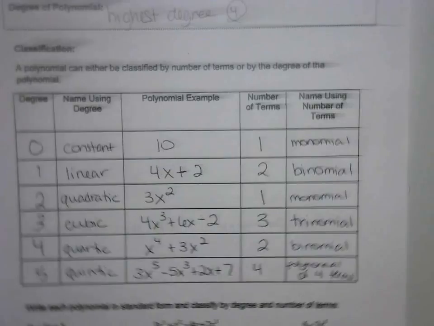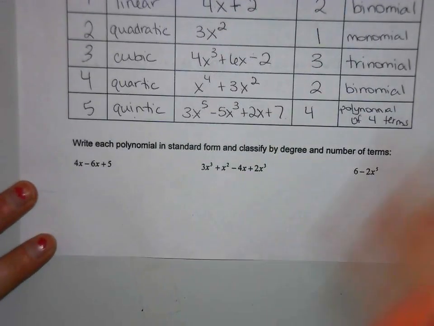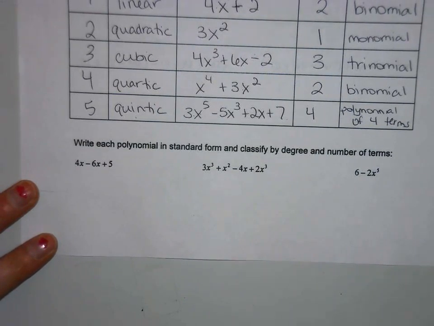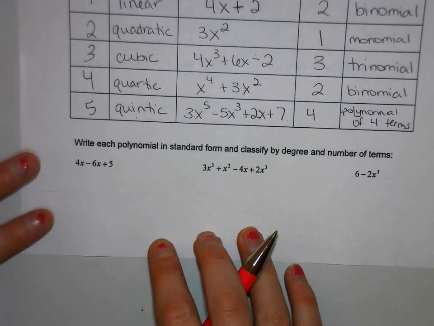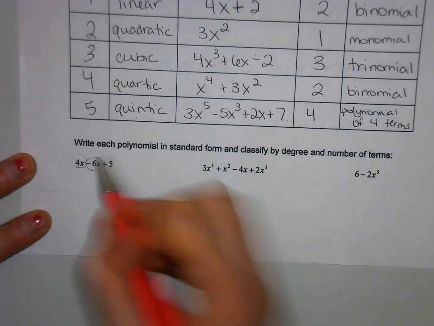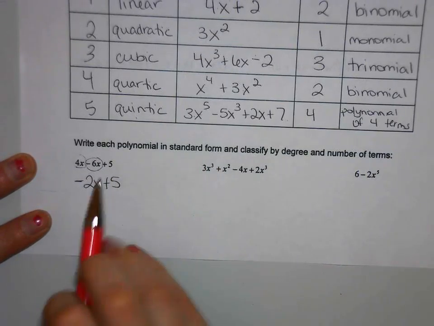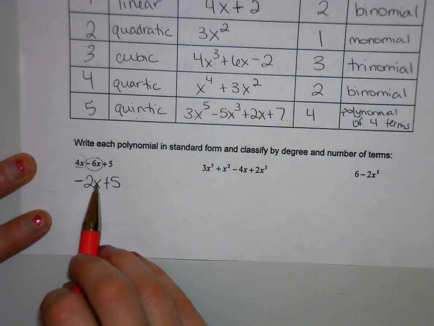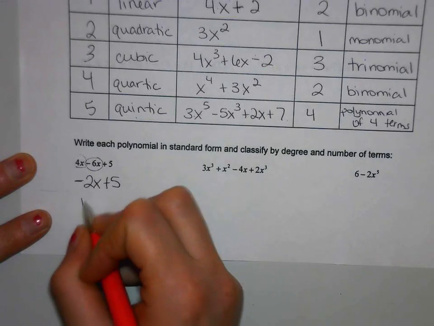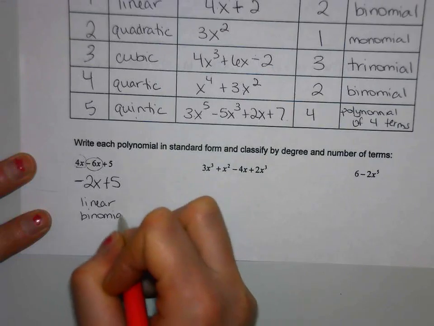Last little bit, let's look at how we can write each of these 3 into standard form and then classify them according to degree and number of terms. So if we take a look, we can reduce this to 4x minus 6x, which leaves us with negative 2x plus 5. It's in standard form because we go from 1 degree to no degrees. Since our highest degree is 1, it's a linear, and we have 2 terms, so this is a binomial.